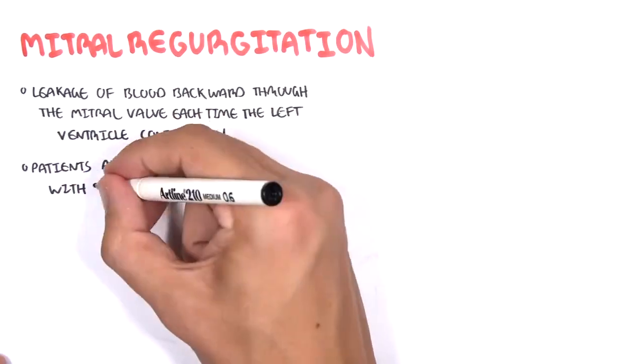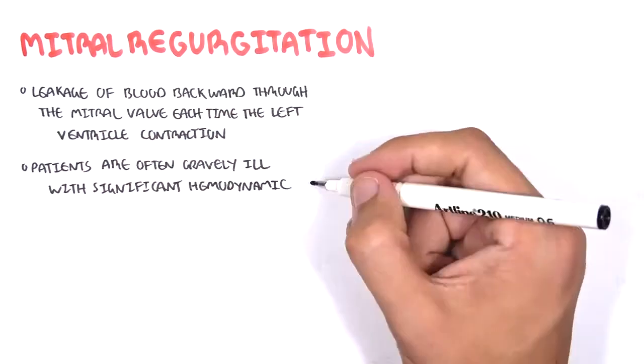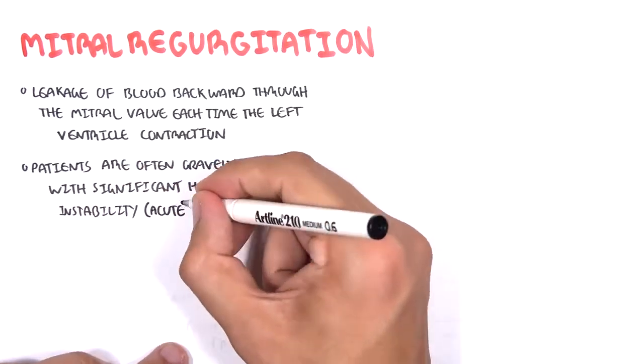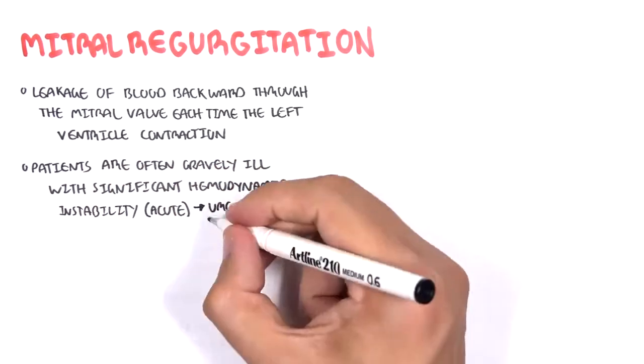Patients are often gravely ill with significant hemodynamic instability. This is acute mitral regurg and requires urgent medical treatment.